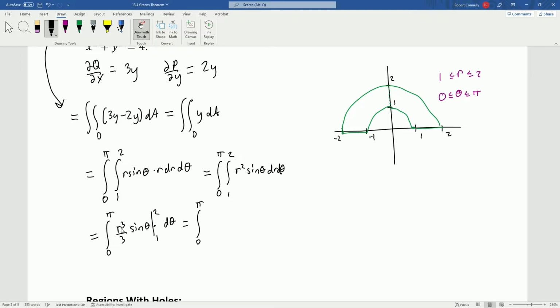Okay, r cubed is going to be 8. So 8/3 minus 1/3, which is 7/3, sine of theta d theta. Okay, the integral of sine of theta is going to be negative cosine of theta, evaluated from 0 to pi. This is negative 7/3 times negative 1 minus 1, which gives us 14/3.